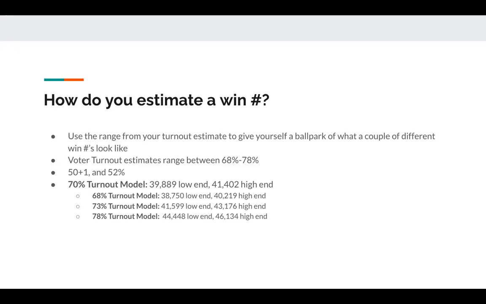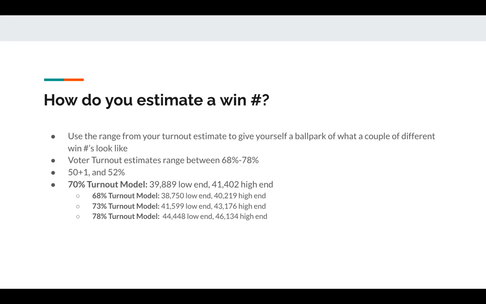We also want to look at what our win number would be if voter turnout was a little bit different, but still within our estimated range of 68 to 78%. If we felt that voter turnout would be on the higher end of our estimate, then we would choose either the 73% turnout or 78% turnout win number. I won't bore you by reading those numbers out, but they're there on the slide.